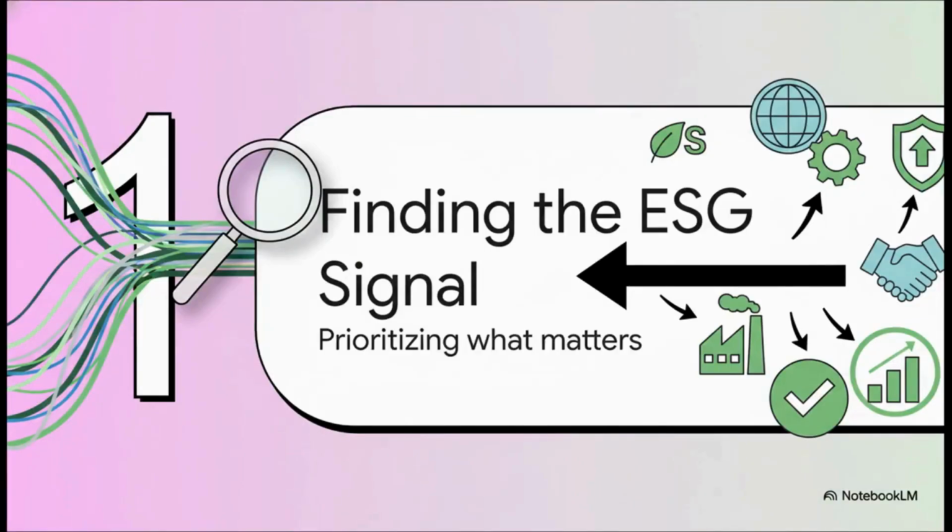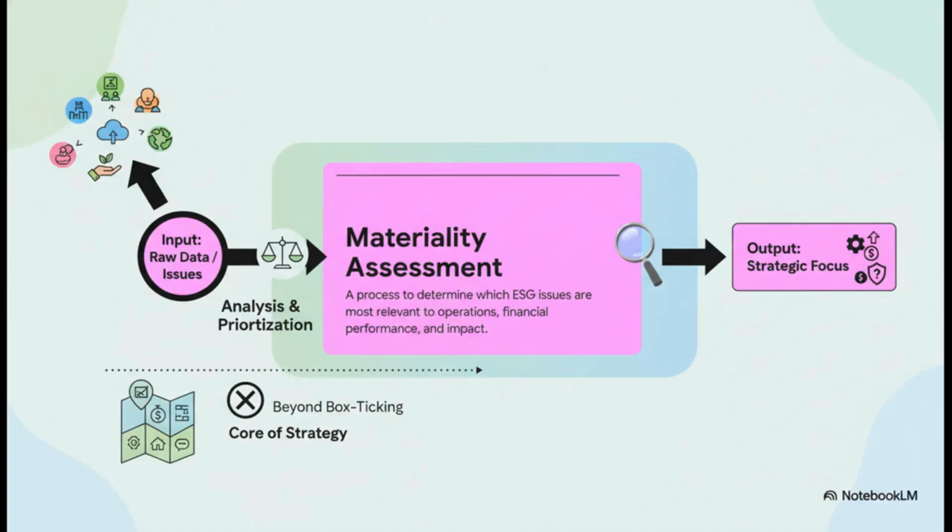What actually matters? Well, the answer to finding that focus, to separating the signal from all that noise, lies in a very specific, very strategic process. And that process is the Materiality Assessment. It's the tool that helps organizations finally prioritize. So what is this thing really?